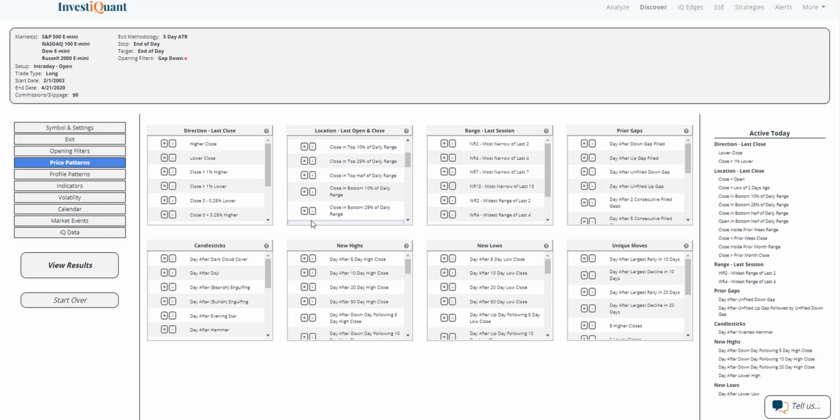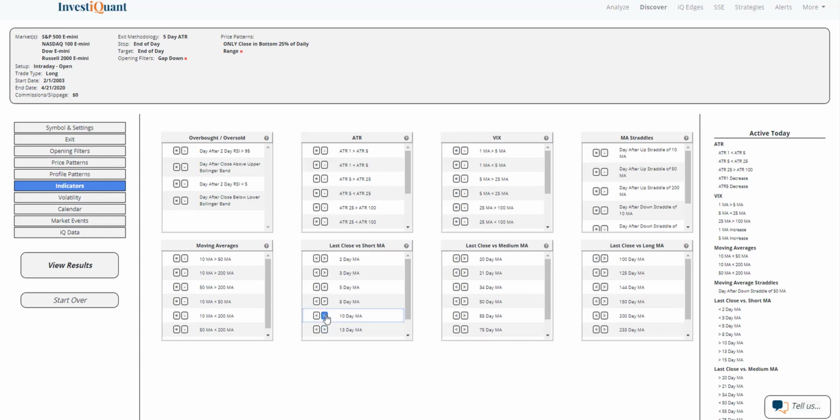So if I scroll down, I can find that right here, close in bottom 25% of the daily range. And then for indicators, I am going to put this above a 10-day moving average because we have been seeing some strength here recently, but under a 200-day moving average, and click View Results.